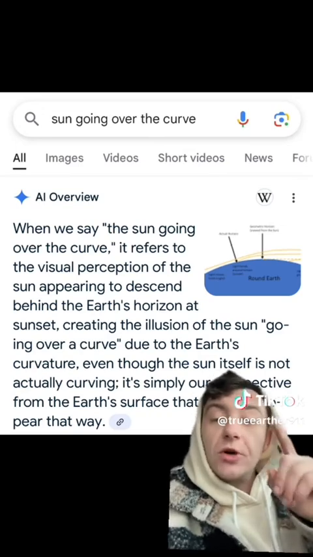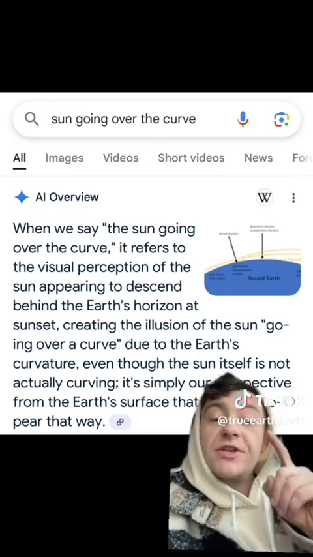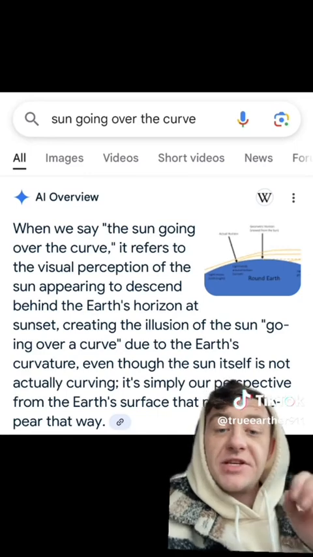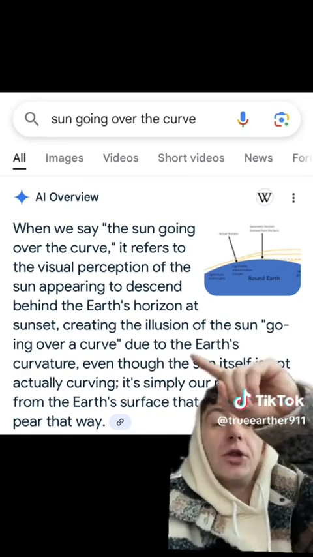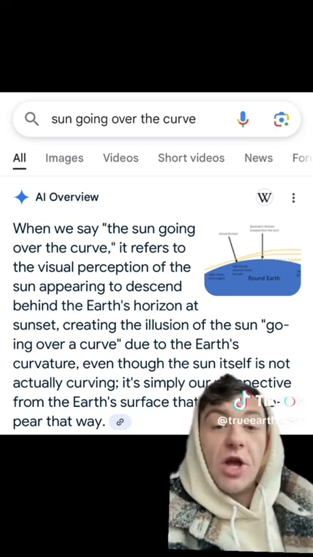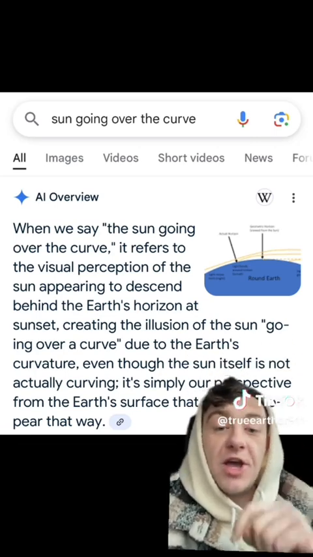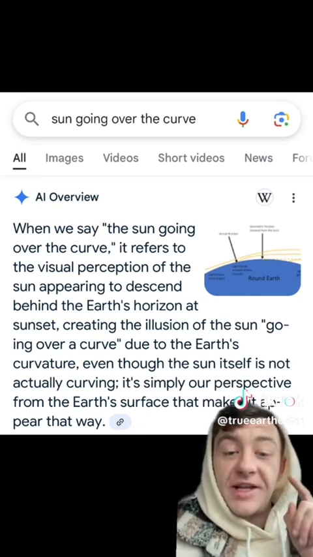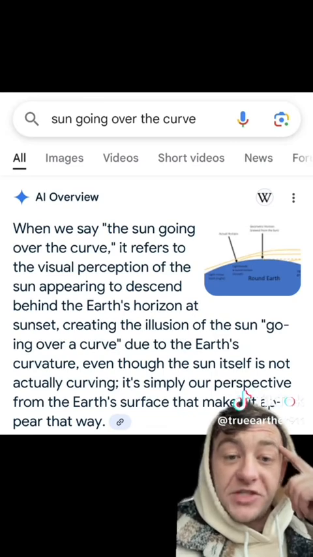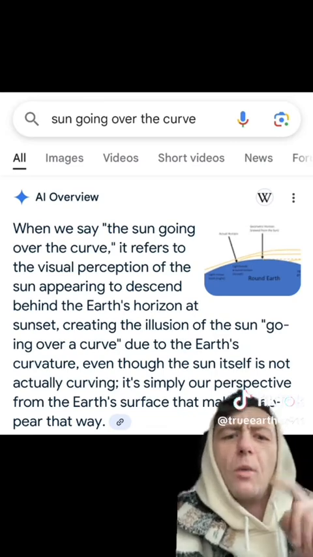When we say the sun going over the curve, it refers to the visual perception of the sun appearing to descend behind the Earth's horizon at sunset, creating the illusion of the sun going over the curve due to the Earth's curvature. Even though the sun itself is not actually curving, it's simply our perspective from the Earth's surface that makes it appear that way.